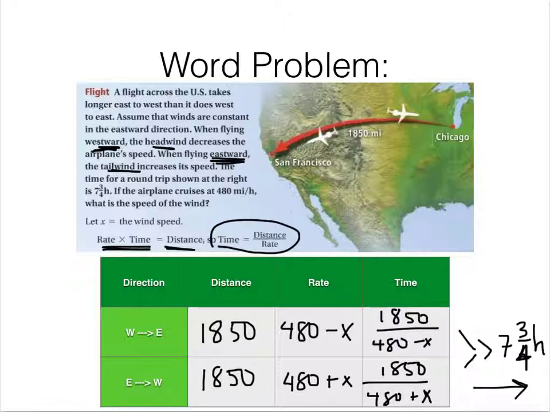Now, if you go to the next slide, you will see, or if you just continue the video, of course, duh, I have to go to the next slide. You just keep watching. You'll see the equation.